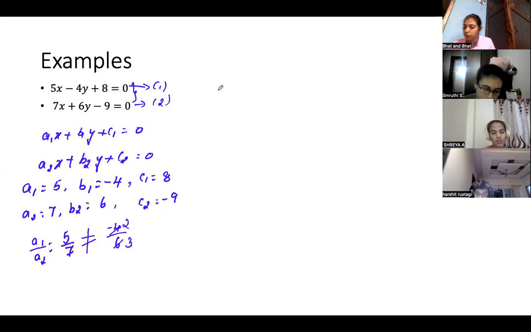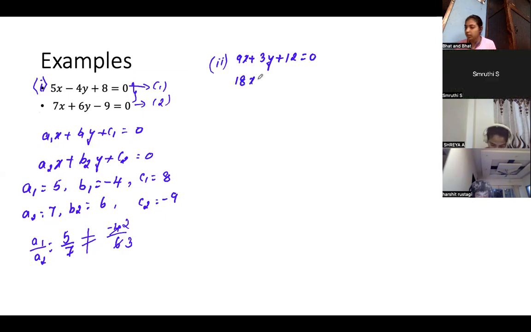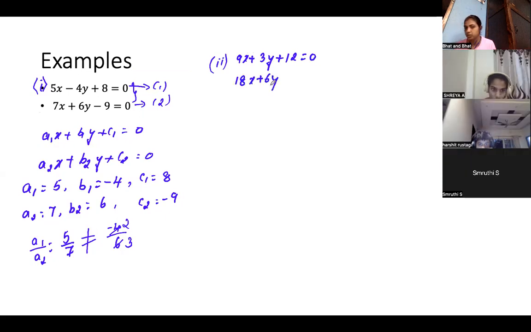Now, let me give you one more example similar to this. Now let us take another example. 9x plus 3y plus 12 is equal to 0. This is equation 1. And equation 2 will be 18x plus 6y plus 24 is equal to 0.